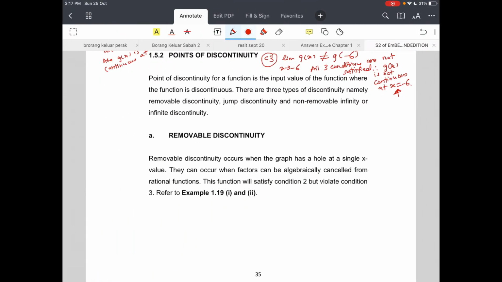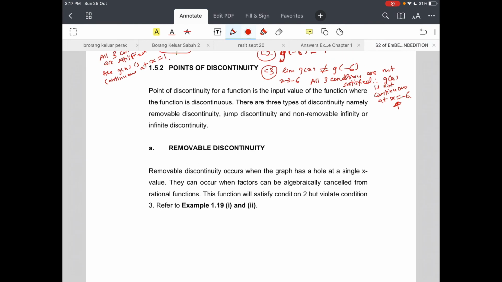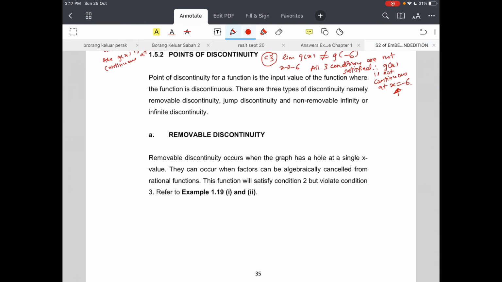And we may need to go to points of discontinuity. Here we have three types of discontinuity. The first one is removable discontinuity, the second one is jump discontinuity, and the third one is non-removable, infinity or infinite discontinuity. So we've got three types that we're going to discuss in a short while.